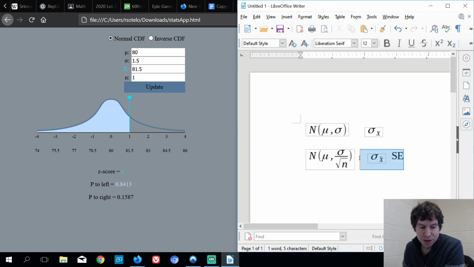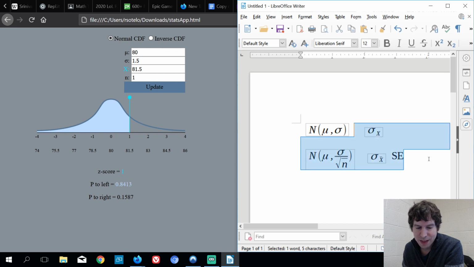That's how you adapt your normal distribution to work for samples, and that's really the only change you have to make. Otherwise, you just do normal CDF and inverse CDF like you did before. So again, I know it's going to take some warming up to get used to how to do that again, but that's just the first part: how to make calculations for samples.